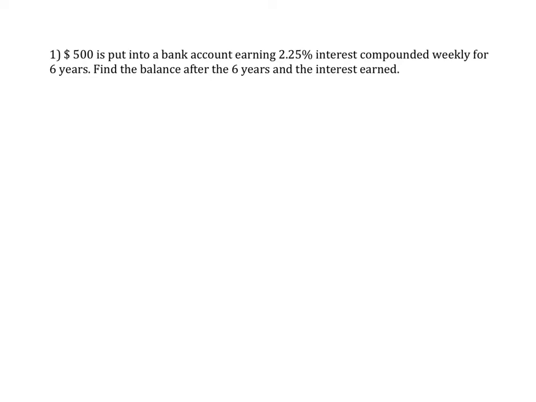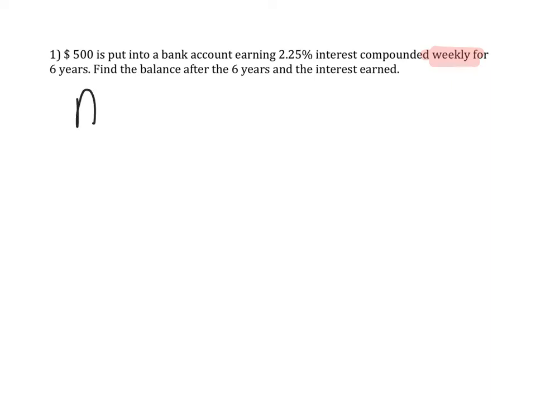Problem 1, $500 is put into a bank account earning 2.25% interest compounded weekly for 6 years. Find the balance after the 6 years and the interest earned. Well, we have two different interest formulas.